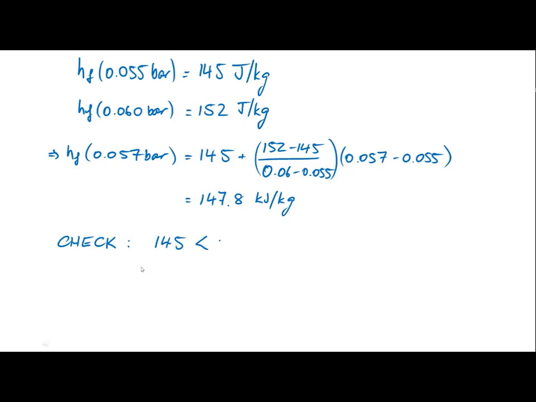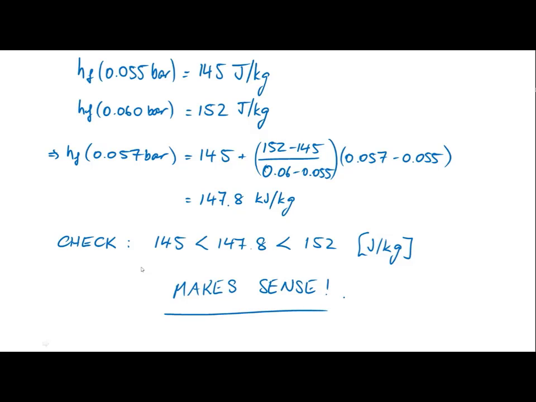When we check that, we can see that the value we've calculated sits between the two tabulated values, and that's as it should be. If you get a value that sits outside either of those two values, then obviously you've made some kind of mistake. So that makes sense, and that's good.